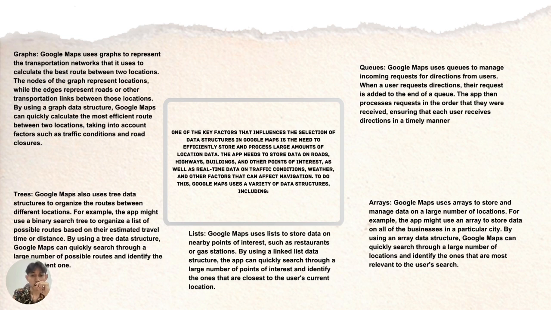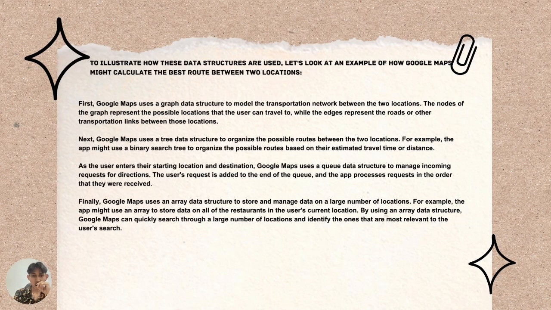And the last one is about queues. Google Maps uses queues to manage incoming requests for directions from users. When a user requests directions, their request is added to the end of the queue. The app then processes requests in the order that they were received, ensuring that each user receives directions in a timely manner. Moving on to illustrate how these data structures are used.